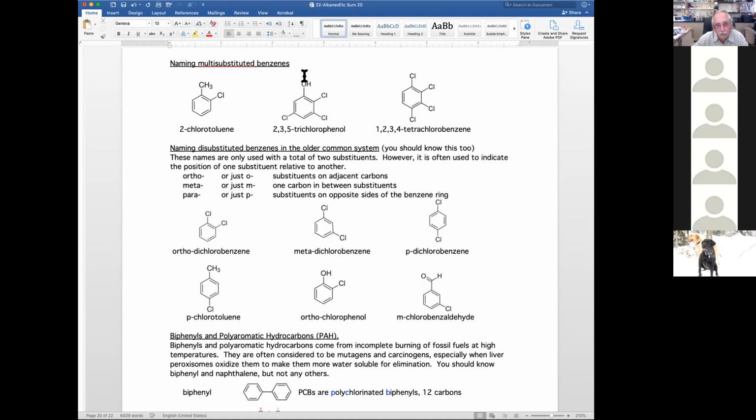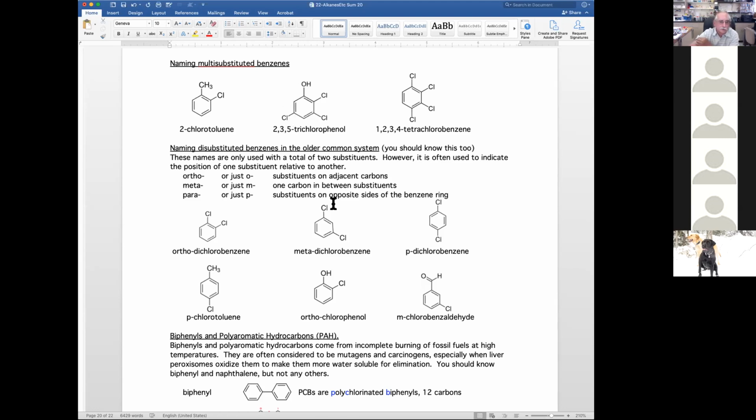This will be called phenol. But what did you do to phenol? You put 3 chlorines on it. So the numbering system would be 2, 3, 4, and 5, right? So 2, 3, 5 is a lower numbering system than going the other way.